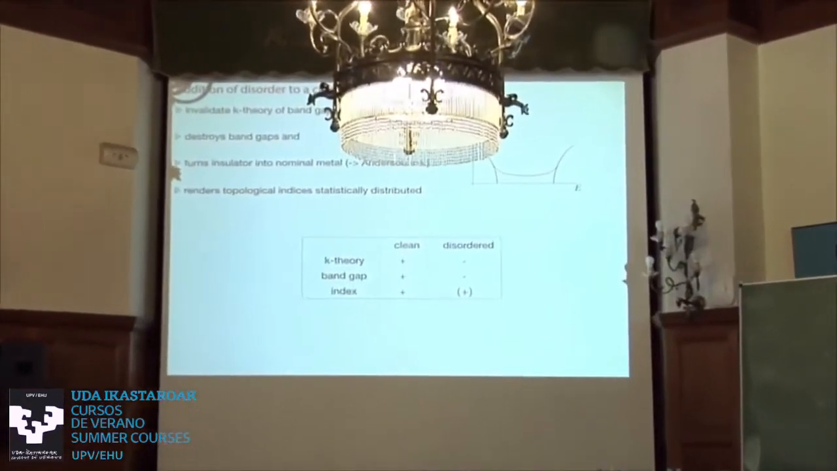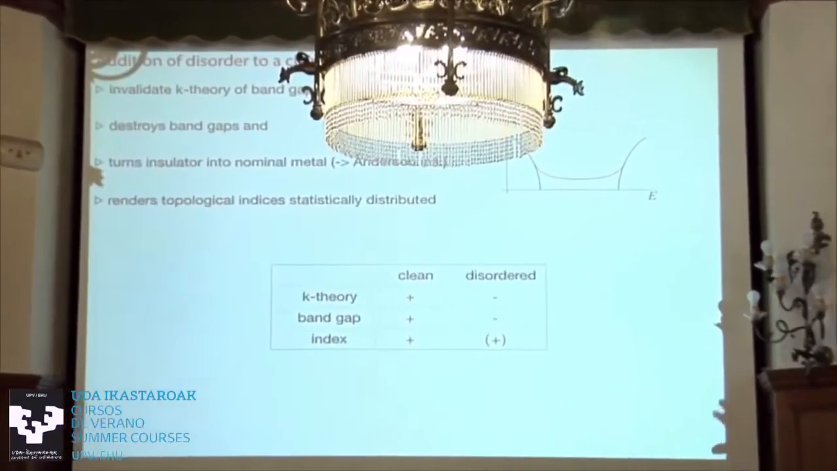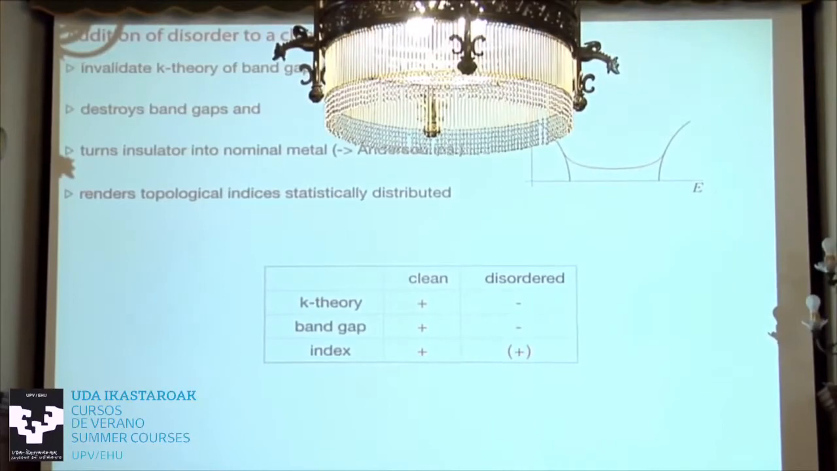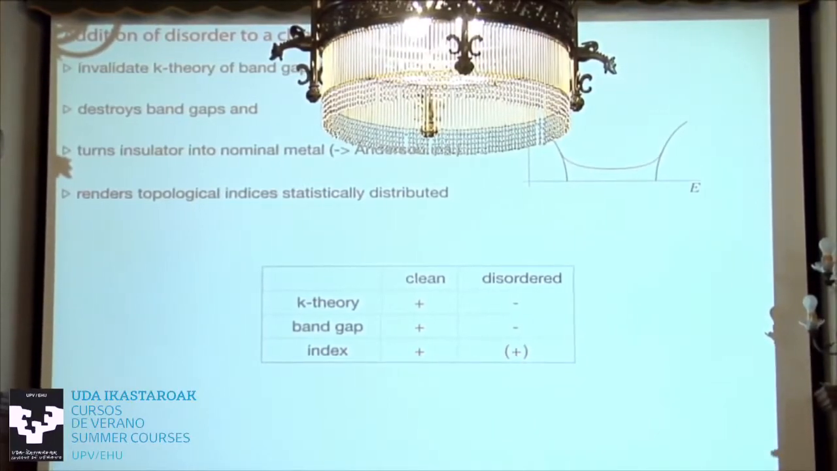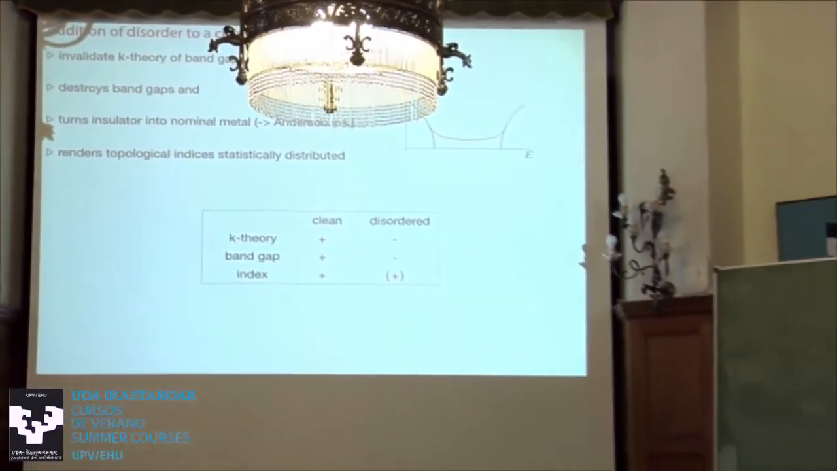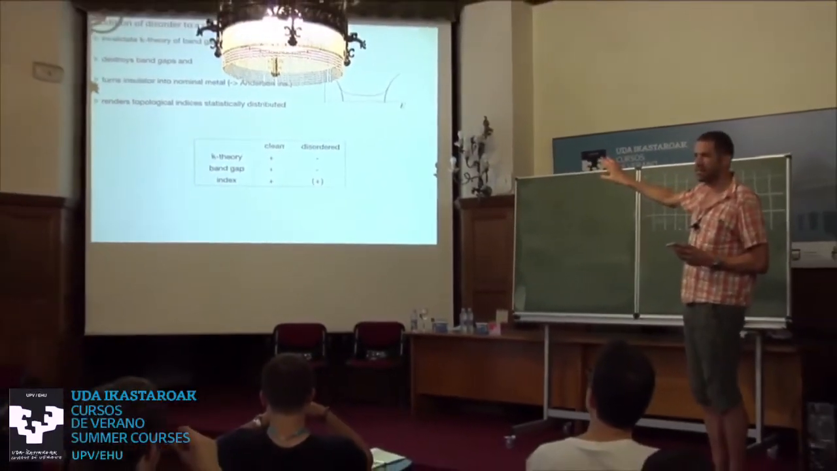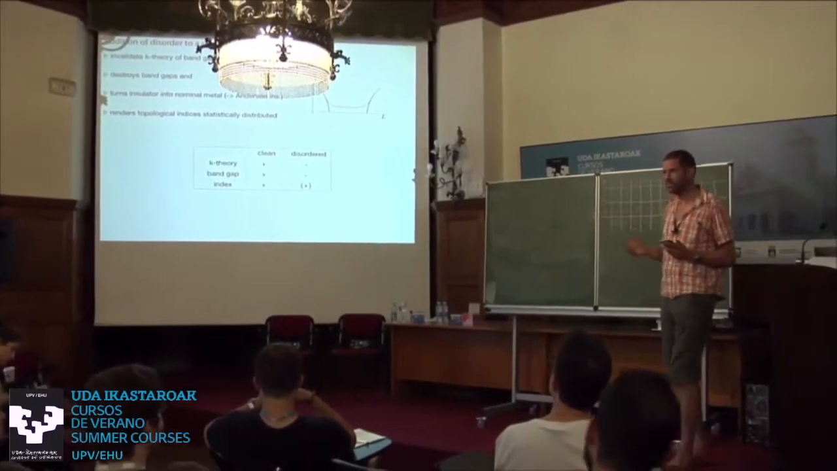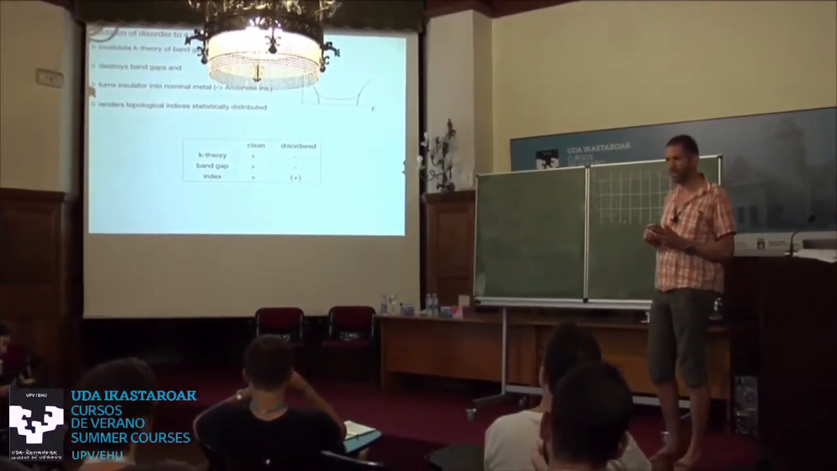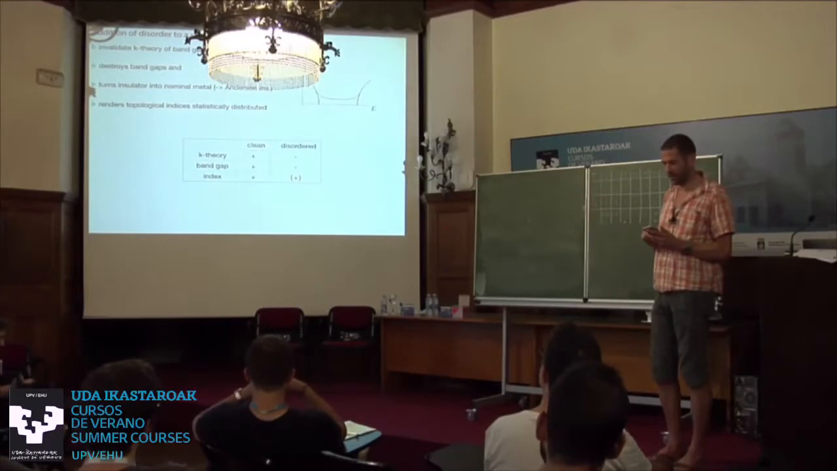And the overall conclusion of this so far is that we can draw a little table, clean versus disordered. We have the clean case, we have band theory; in the disordered case we don't. There are gaps in the clean case, in the disordered case they go, and the index has a somewhat ambiguous or generalized status. Okay, that we can say.